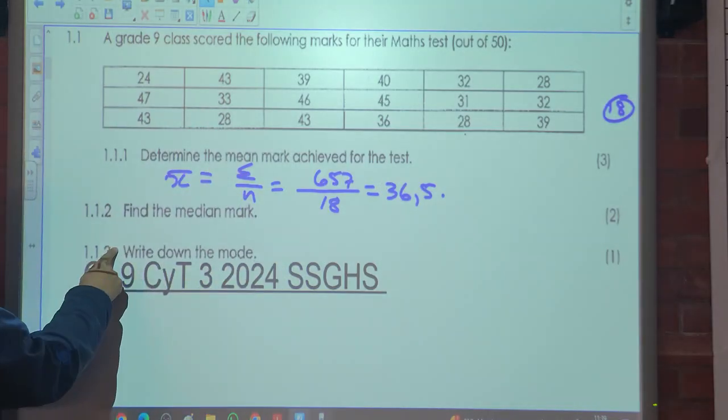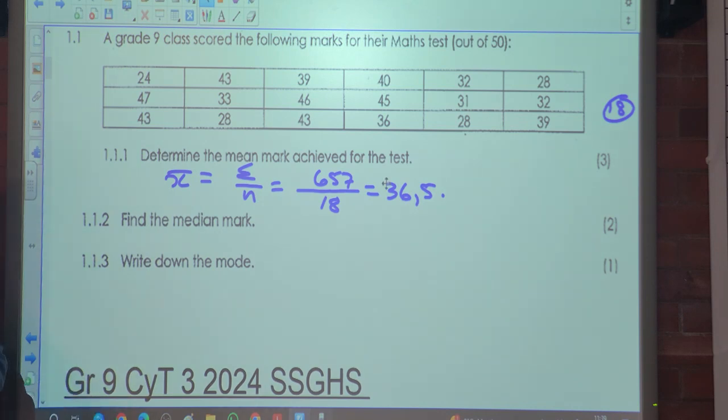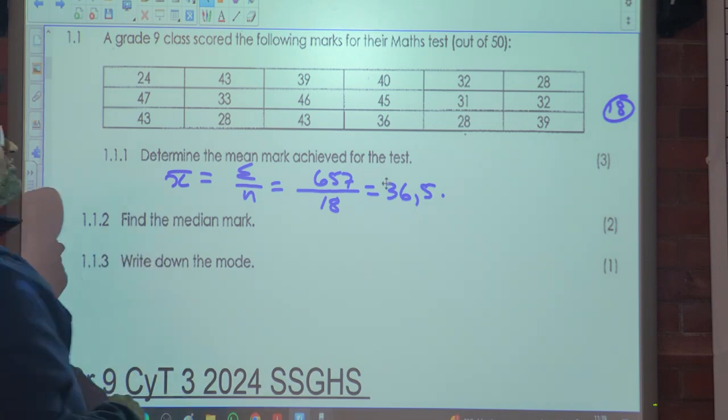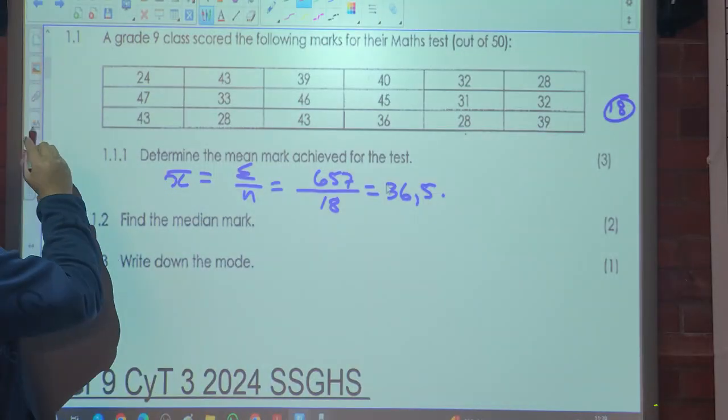The next question says find the median. The median mark. So what's the median mark, people? It's the middle number of sorted data. Let's sort the data now.